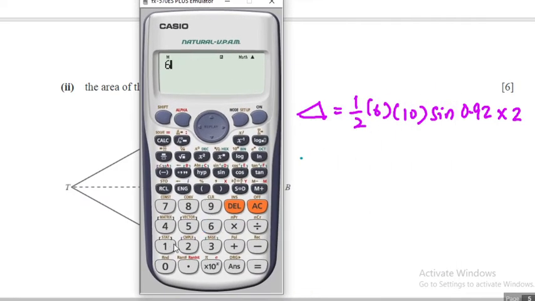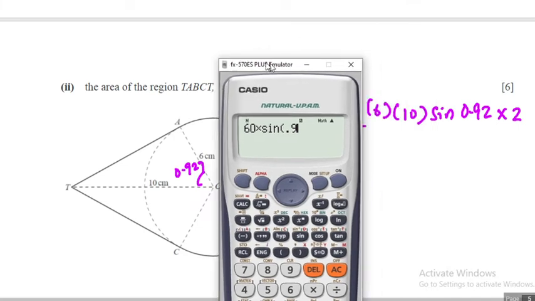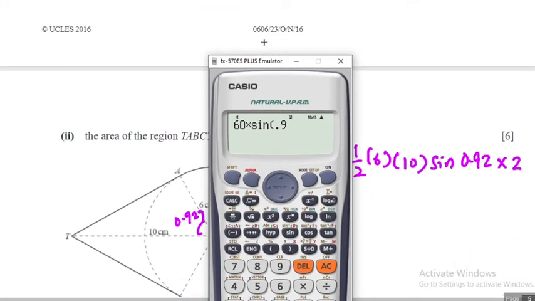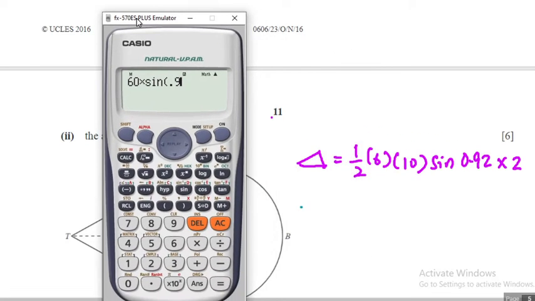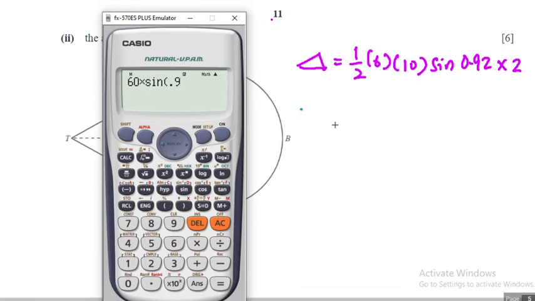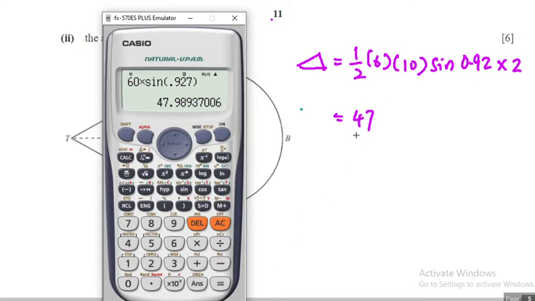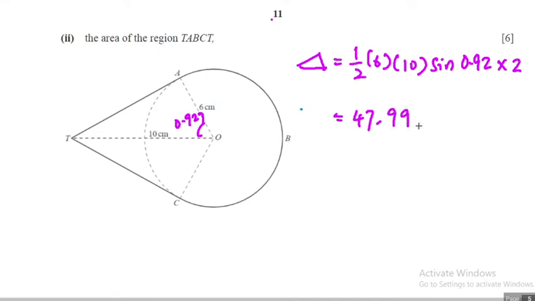So I will just press the calculator. 6 times 10 is 60 times sine 0.927. Make sure it's 0.927, not 0.92. So we will get the area of the kite, which is 47.99. Okay, so that is the area of the kite.